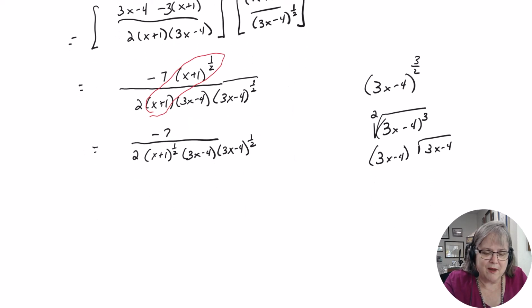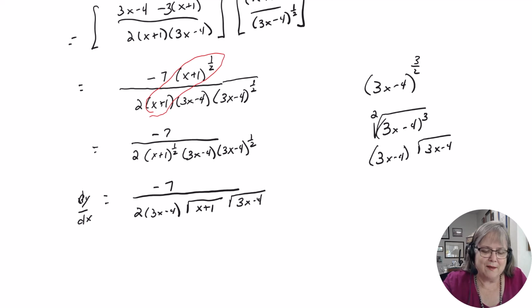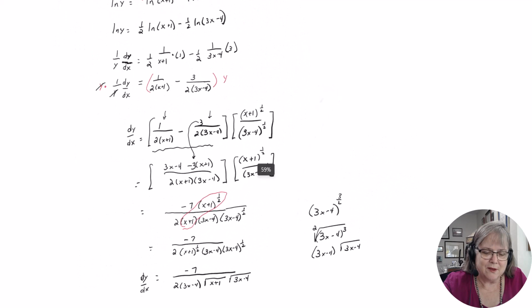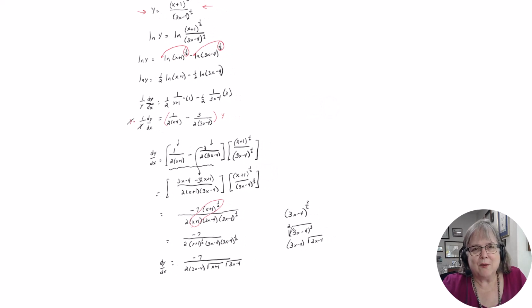And then I'm going to change my half powers back to square roots. So you would have 2 square root of x plus 1. Let's put the 3x minus 4 in the middle, so that all my non-square root stuff is in the front. So you'd have the square root of x plus 1, square root of 3x minus 4. And this is my dy dx. And I don't know about you, but look how many steps this took. I can't even get them all on one page. There we go. All right, that's quite a lot of steps.